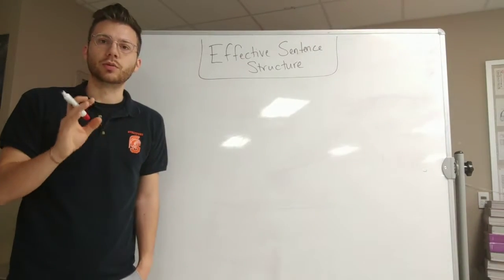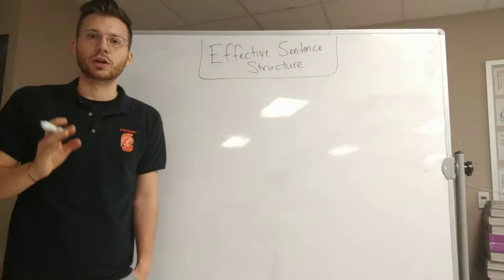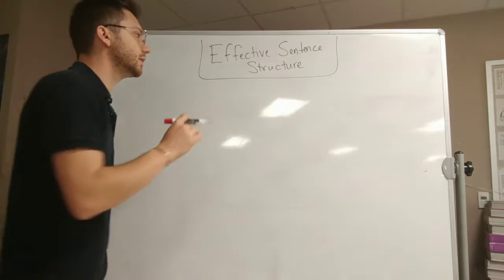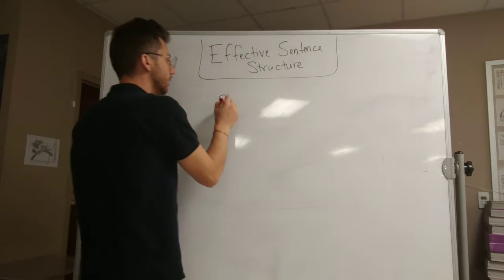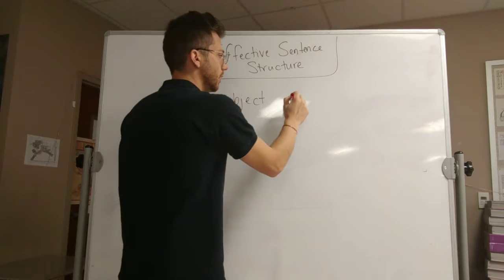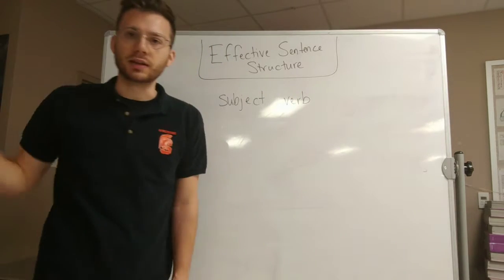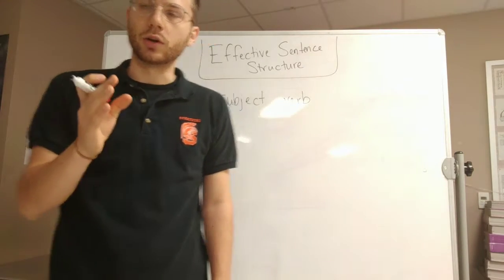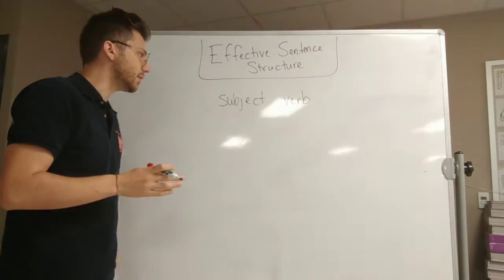Okay, so a quick recap of effective sentence structure. We've been talking about this repeatedly. It all comes down to subjects and verbs. So you know that you have to have a subject and a verb in order to have a complete sentence. That's what makes up a sentence.